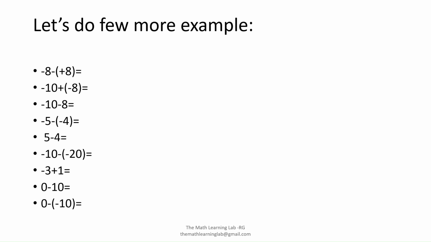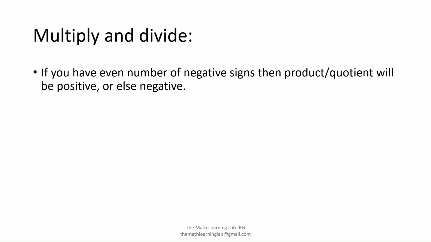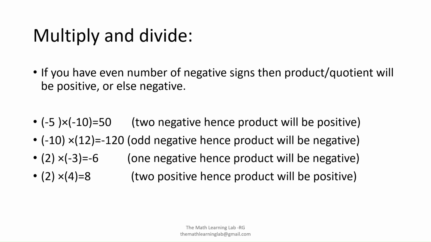Multiply and divide. If you have an even number of negative signs, then the product or quotient will be positive, or else negative. Or you can think of positive times positive is positive, positive times negative is negative, negative times negative is positive, negative times positive is negative. Here are a few examples shown on the screen.